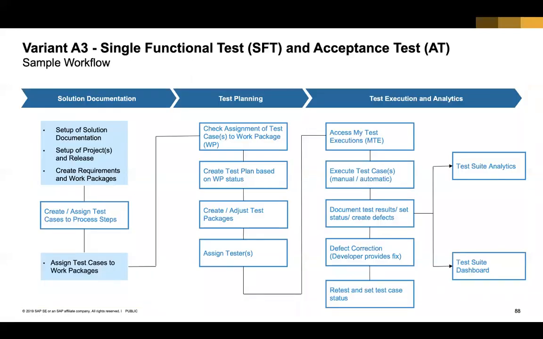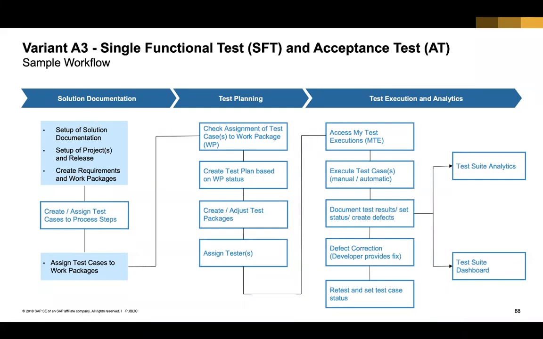So how does the workflow work in these cases, especially for variant A3, which is the most comprehensive way of running the test? You assign test cases to process steps or processes, right? And then assign the test cases to work packages, right? In the planning stage, we have tools to check whether work packages have test cases or not, and which work packages do not have test cases, so that you can find out why no test cases were created for these work packages and then track them and so on and so forth.